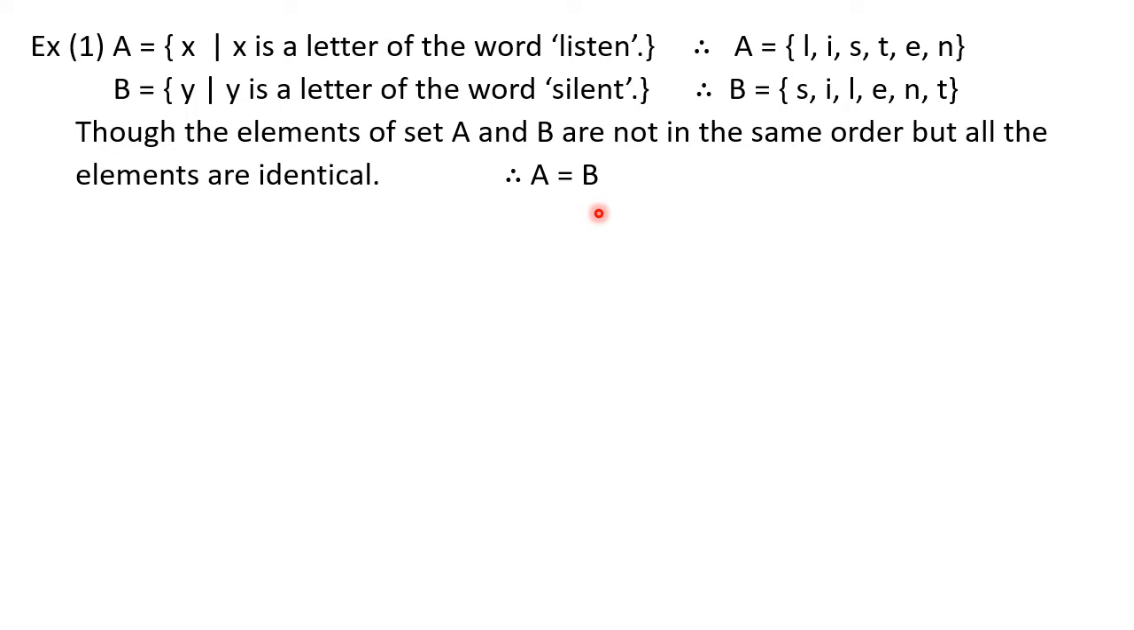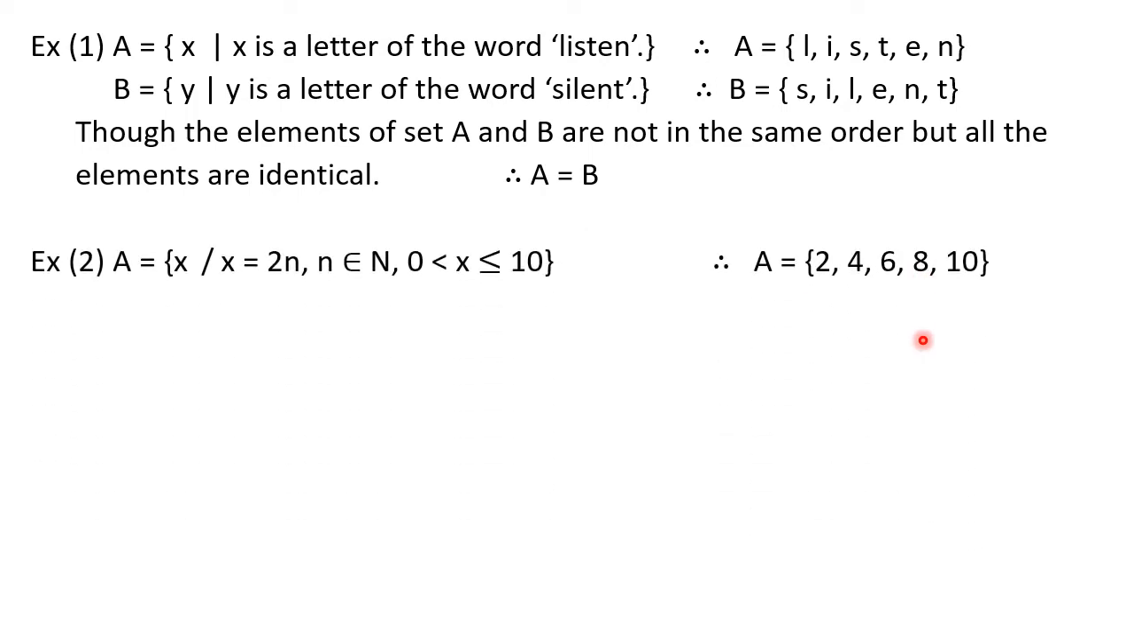Okay, this is again a textual example you can see in the textbook. Let us go further now. Let us take one more example. Example number 2 from the textbook. A is a set of all x such that x is equal to 2n. That means x is a multiple of 2. n belongs to N, means n is a natural number. And 0 is less than x. Strictly less than, means 0 is not allowed. We have to start from 1.